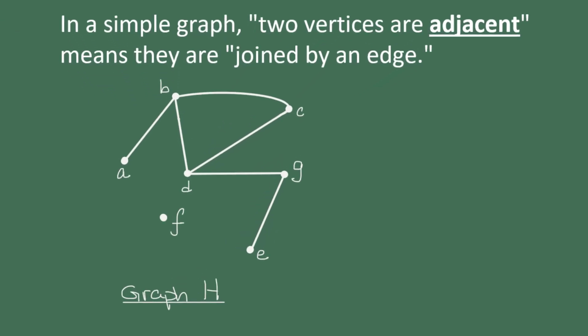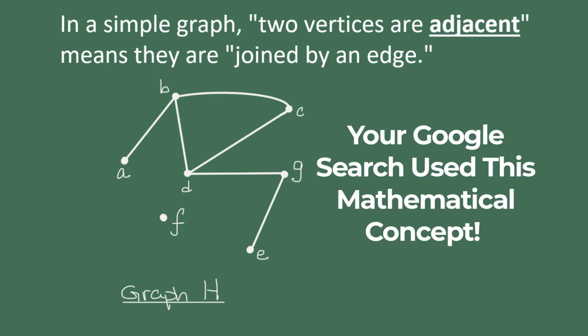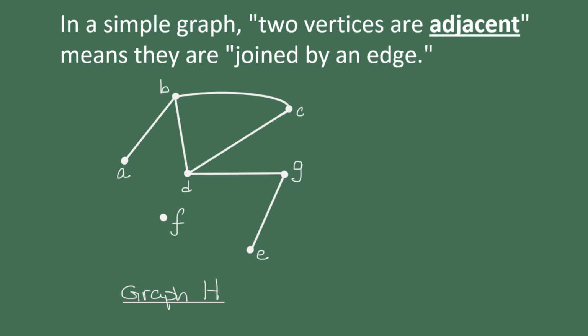In this video, as we learn about what it means for two vertices to be adjacent, we're actually learning about the exact mathematics that you used to Google this video. I'll explain how at the end of the video. In a simple graph, two vertices are called adjacent if they're joined by an edge. For example, vertex A and vertex B are adjacent to each other because they're joined by this edge.